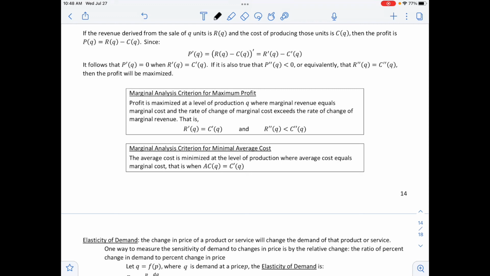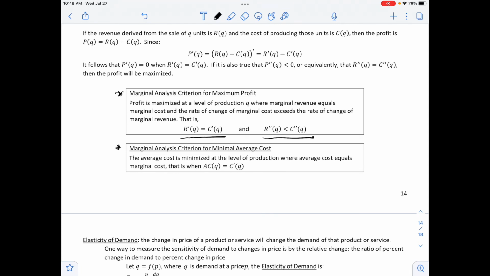If it is also true that the second derivative of the profit function is less than 0, or equivalently that the second derivative of the revenue is less than the second derivative of the cost, then the profit will be maximized. So we have what's called the marginal analysis criterion for maximum profit. It says profit is maximized at the level of production q when marginal revenue equals marginal cost, and the rate of change of the marginal cost exceeds the rate of change of the marginal revenue. That is when the derivative of revenue is equal to the derivative of cost, and the second derivative of our revenue function is less than the second derivative of our cost function.